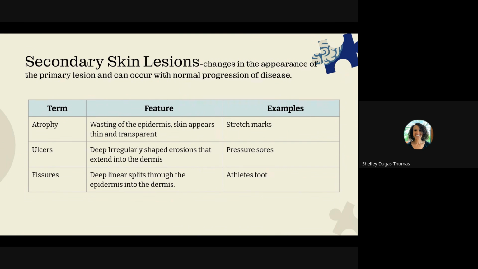Secondary lesions happen over time. They represent a structural progression, scratching, or healing phase of a primary lesion. Atrophy is wasting away of the epidermis. The skin looks translucent and thin, like stretch marks, and that's called striae. Ulcers are deep open sores that go past the epidermis and erode into the dermis. So, for instance, pressure sores. Fissures are linear cracks or splits going straight down into the dermis. These can be incredibly painful because they expose deep nerve endings. For instance, athlete's foot.